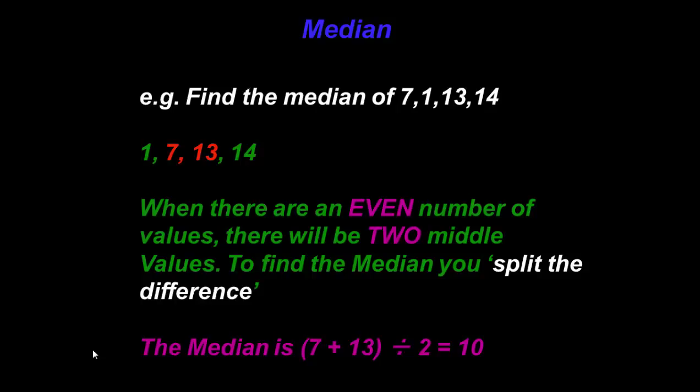And again, you'll notice that the median may very well be a value that's not in the data set. When there are an odd number of values in the data set, your median is a value in the data set, and when you have an even number, sometimes it isn't.